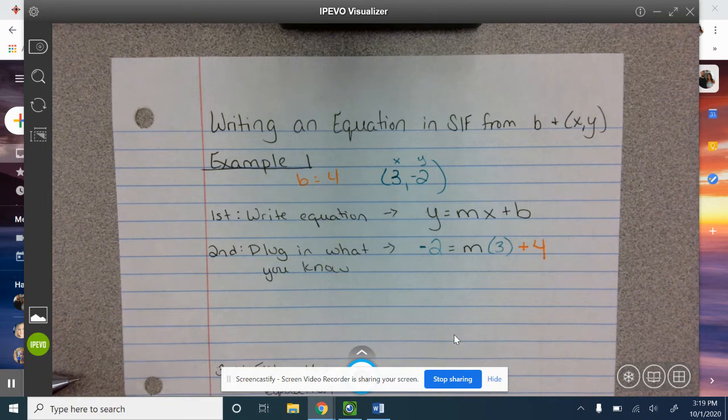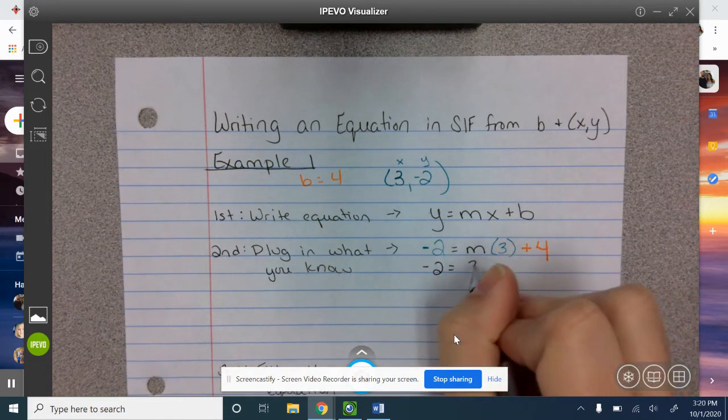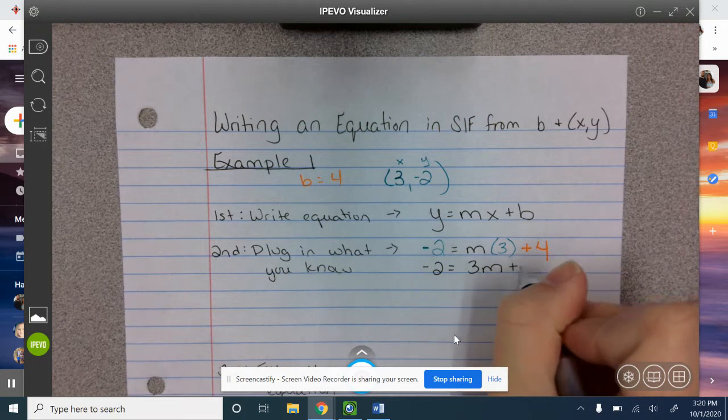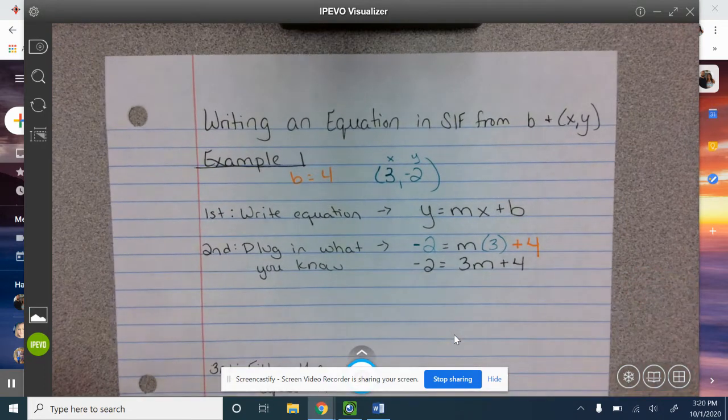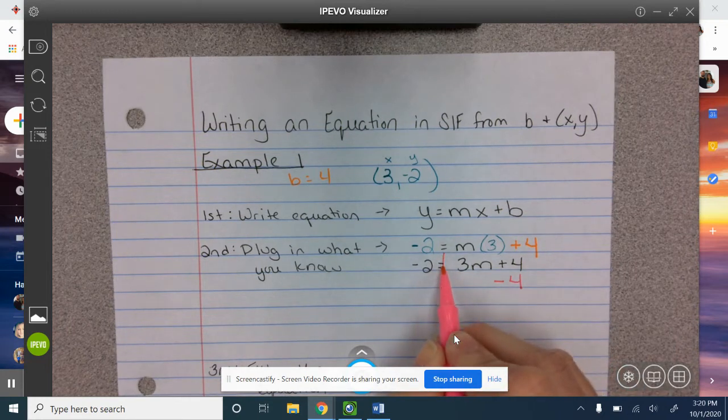So after I've plugged in, I'm going to put things together that I know how. So we're going to say -2 equals m times 3 is the same as 3m, and then just write down +4. Now, this is pretty much a two-step equation from this point. Our goal is to get m by itself. To get m by itself, we have to get rid of this +4. So the opposite of adding 4 is subtracting 4. And I'm going to go ahead and draw my line so you can see my two sides of my equation.